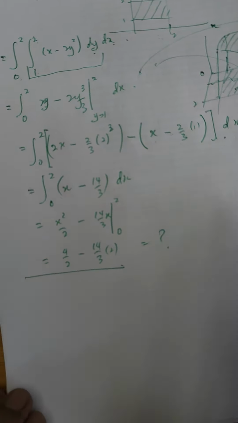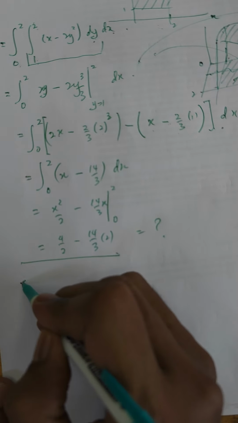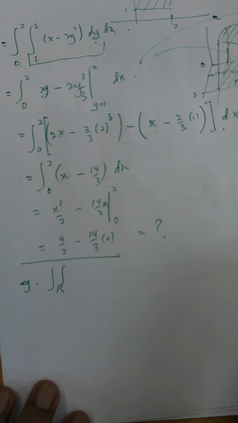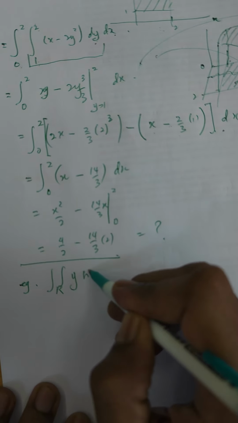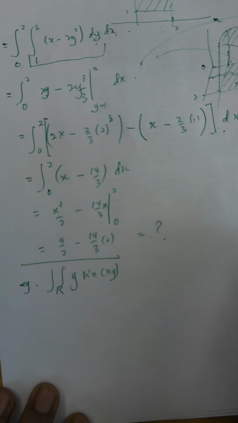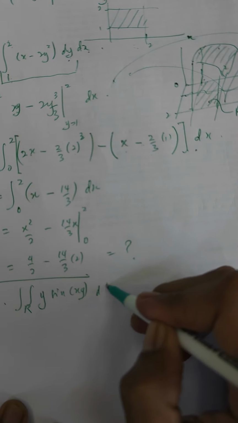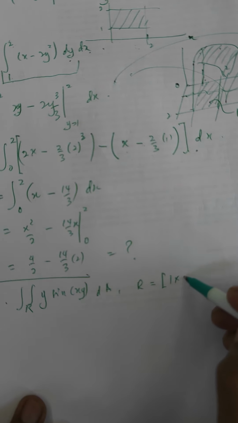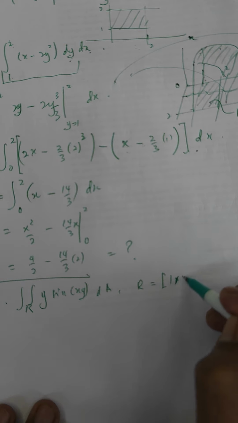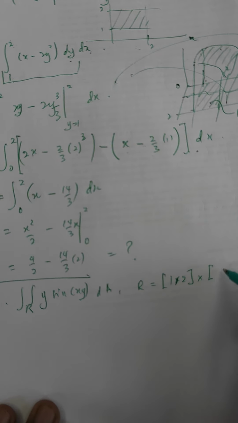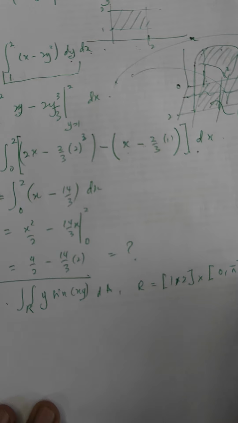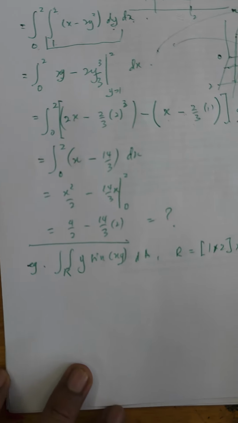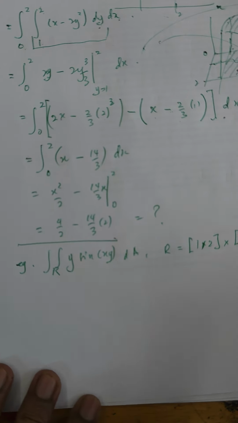One more example. Let's say we want to evaluate the double integral over a region R of y sin(xy) dA, where R is given as x from 1 to 2, and y from 0 to pi. Okay, just use the same procedure.